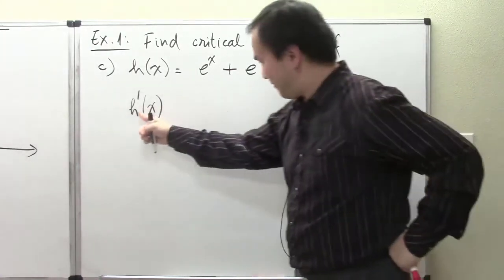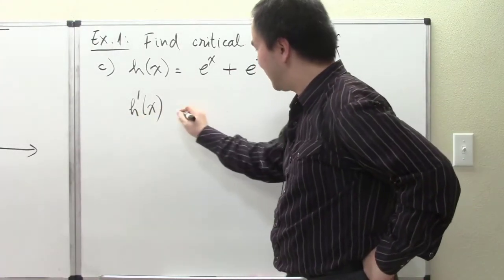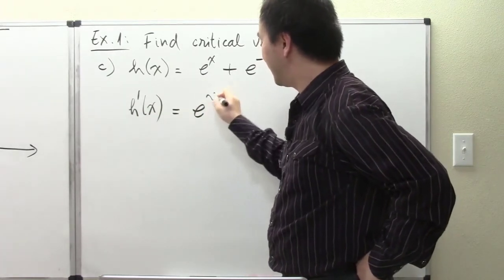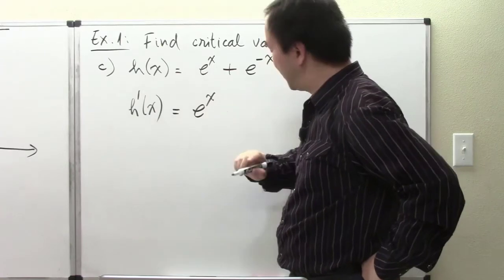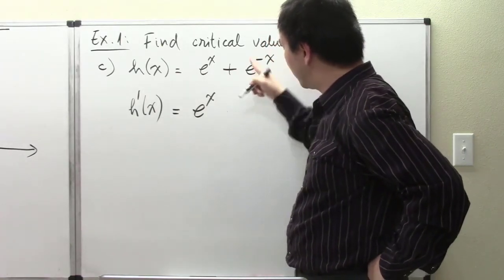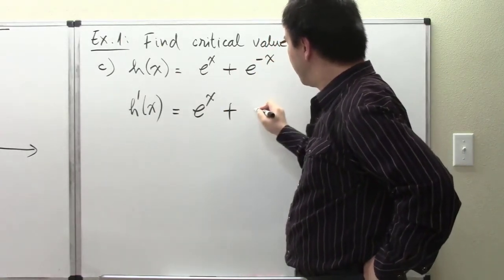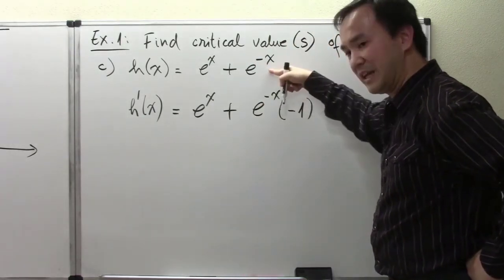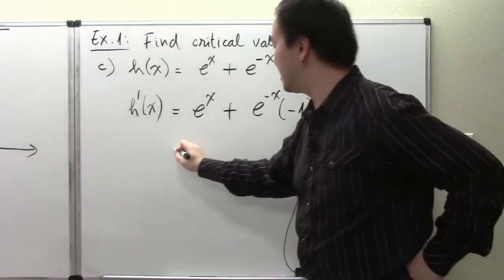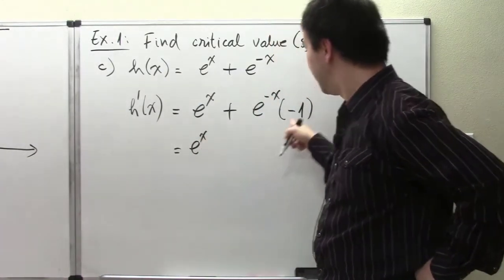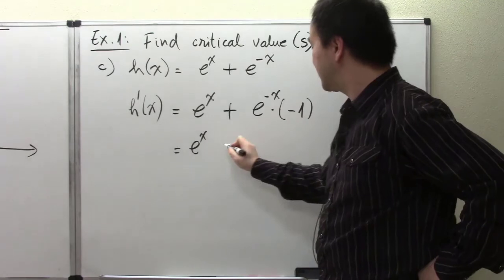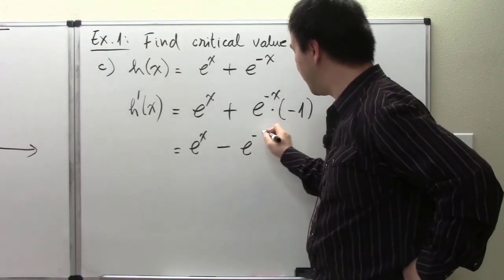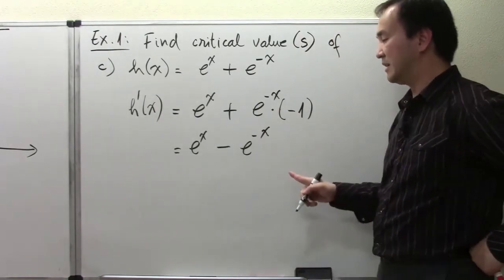Okay, so we find h prime of x, and here the derivative of e to the x is e to the x. So first term, taking the derivative gives me e to the x. Second term, taking the derivative gives me e to the minus x, but chain rule says take the derivative of the inside. So in the end, altogether my derivative here is e to the x. The negative 1 makes the sign become negative. So subtract e to the minus x. That's the derivative of our function.